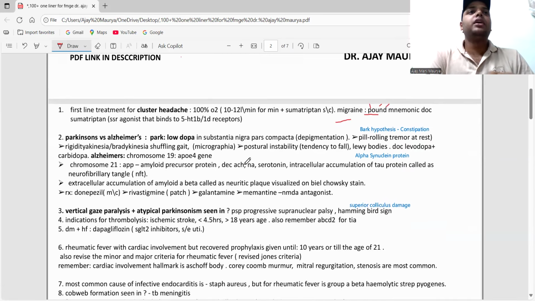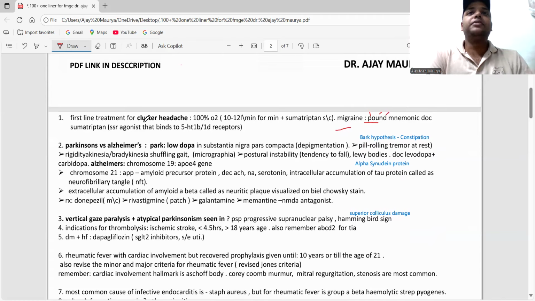Next one is the difference between Parkinson's and Alzheimer's disease. You have to know about these two diseases very clearly. Okay? In depth, you have to remember because there is one MCQ from this one. Coming to Parkinson's, guys, I think you know, there is decreased dopamine, low dopamine, in the substantia nigra. Okay? Substantia nigra. So here what happens, guys?